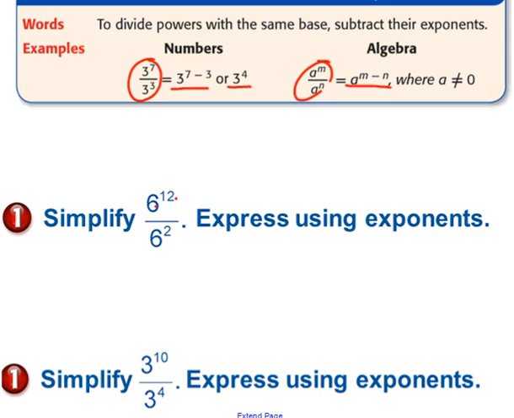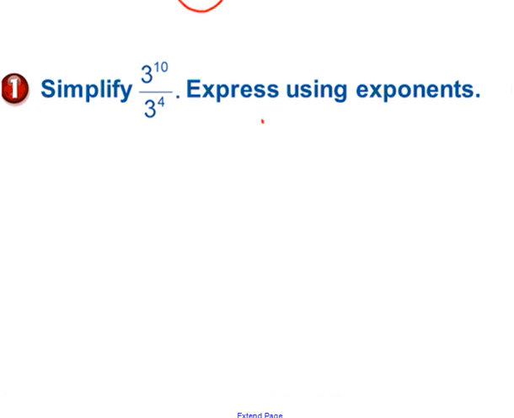So it'd be 6 to the 12th divided by 6 to the 2, which would be minus 2. 6 to the 12 minus 2, or 6 to the 10, would be the correct answer. Here we've got 3 to the 10th power divided by 3 to the 4th power, so it'd be minus 4. 3 to the 10 minus 4, which is 3 to the 6th, is the correct answer here.